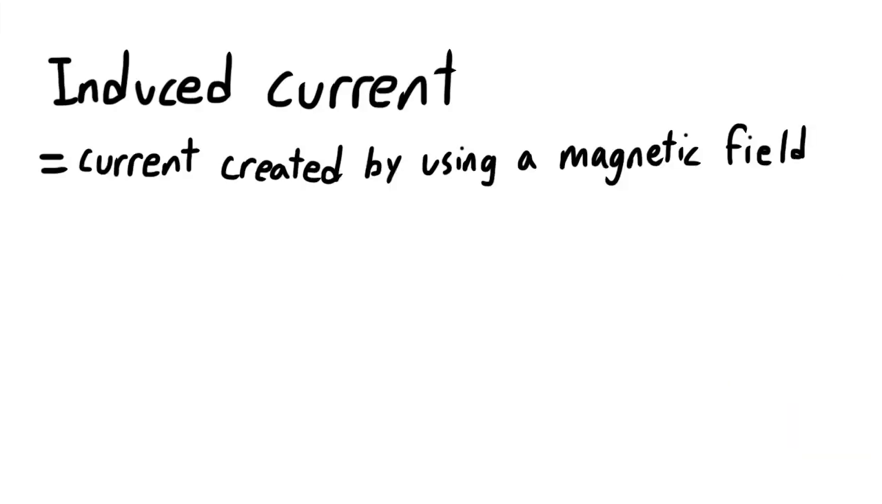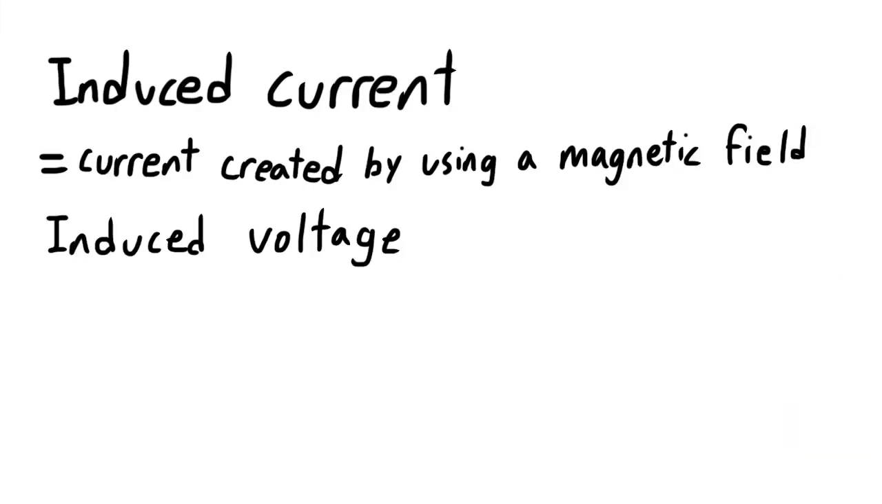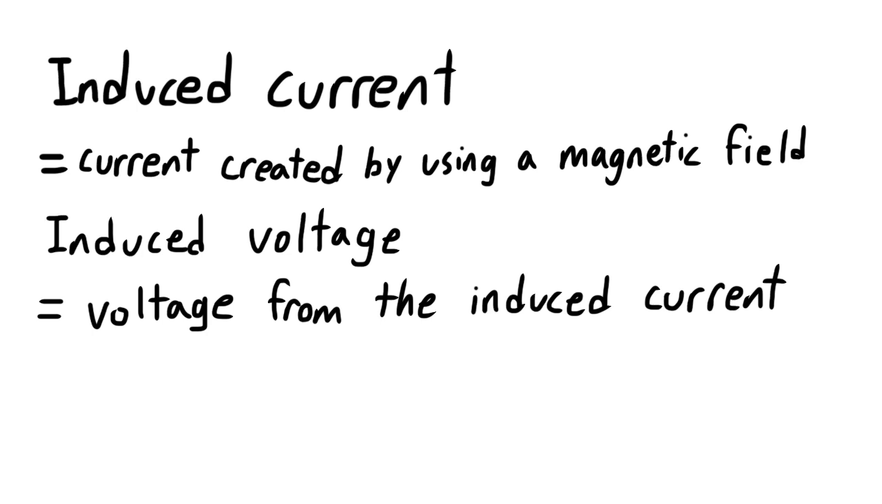Faraday's law. First, a magnetic field surrounds the current-carrying wire, and second, a changing magnetic field creates a current. Induced current is current created by using a magnetic field. Induced voltage comes from the induced current.